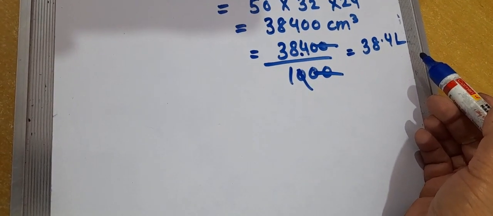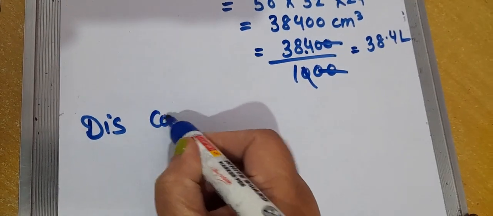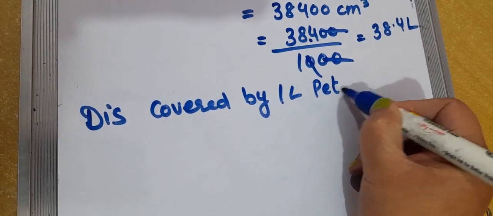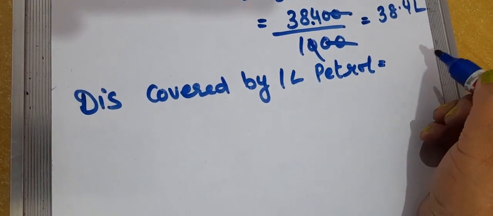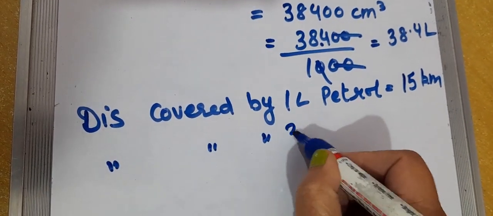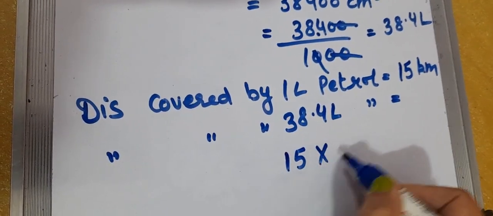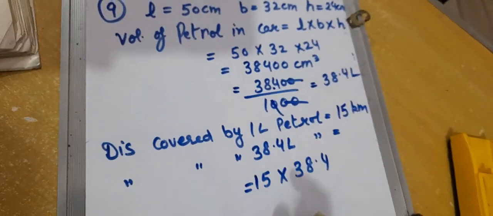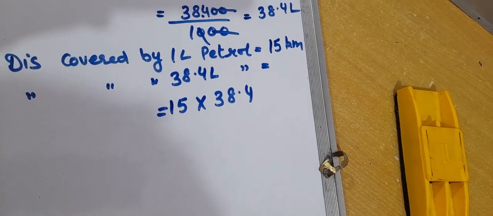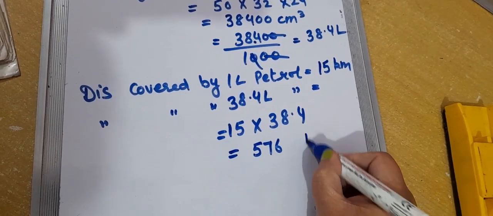Now to find maximum distance, let's make use of unitary method. We will write distance covered by 1 liter petrol. It is given in the question 15 kilometer. So distance covered by 38.4 liters of petrol will be 15 into 38.4. Multiply this. You get 576 kilometers. This is your answer.